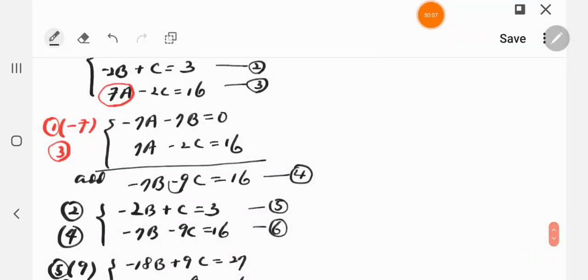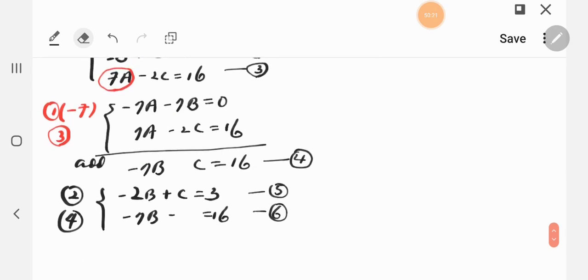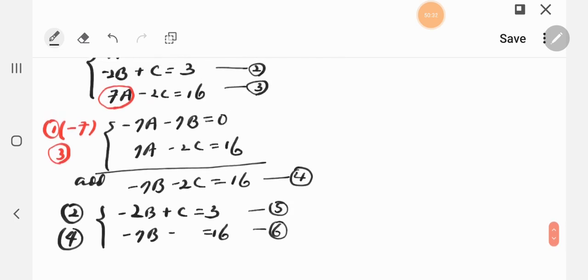Okay, this is negative 2. Oh my God. Negative 2, because the first one is negative 7b. This is 2c. So this got to be negative 2. I'm doing it incorrectly. Why do I keep making mistakes? Okay, so the coefficients are different. So actually this is negative 7b minus 2c, right? Minus 2c. So the second equation is negative 2b plus c equals 3, and equation 4 is negative 7b minus 2c is equal to 16.